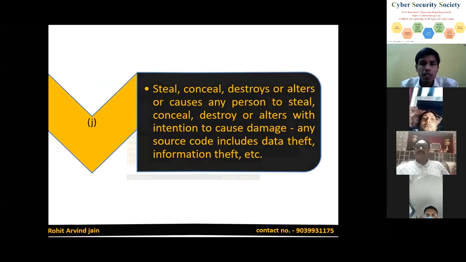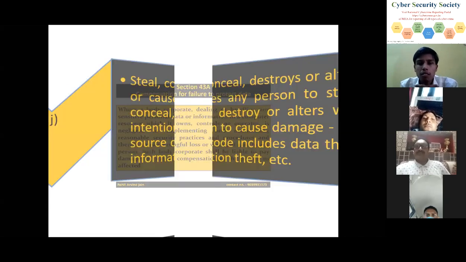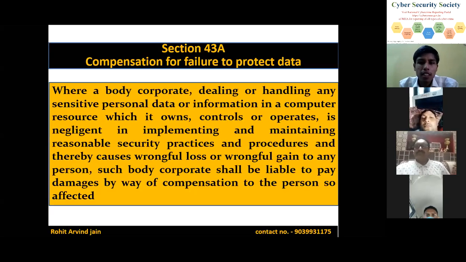And then another section is 43A, which deals with compensation for failure to protect data. Any body corporate dealing with or handling sensitive personal data or information in a computer resource which it owns, controls, or operates, and is negligent in implementing and maintaining reasonable security practices and procedures, thereby causing wrongful loss or wrongful gain to any person, then the body corporate may be liable.